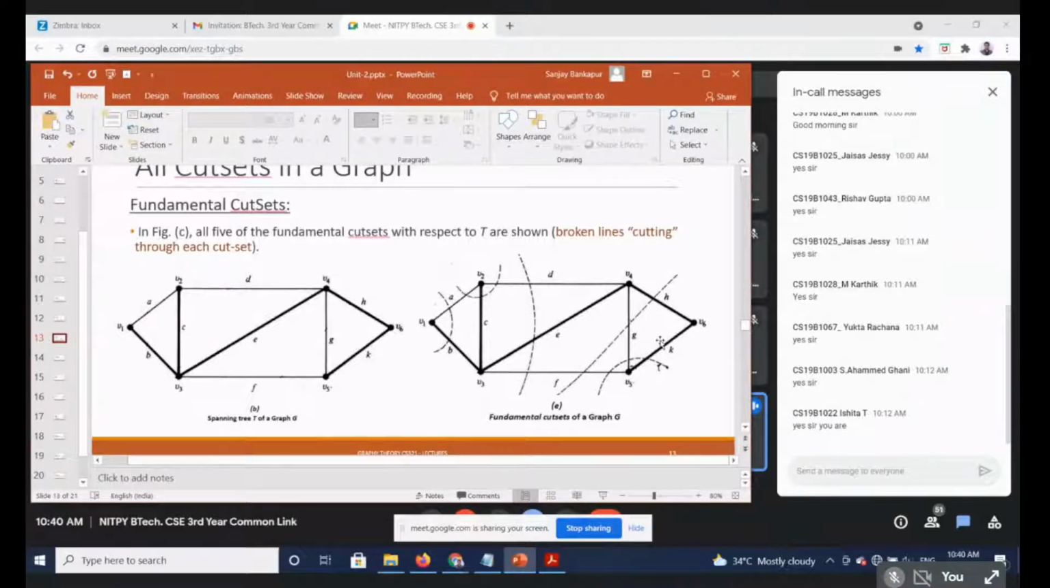So if you try to visualize, we did discuss fundamental circuits. There the concept is adding an edge. When we add an edge with respect to a spanning tree, there should be only one circuit. Here, in the removal of edges, there should be only one branch. Again, both concepts are related to spanning trees.